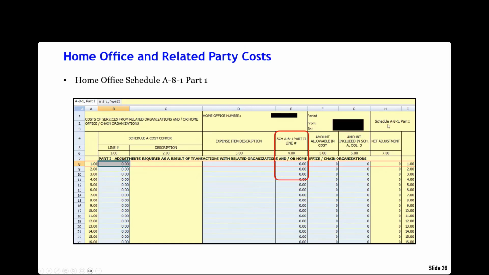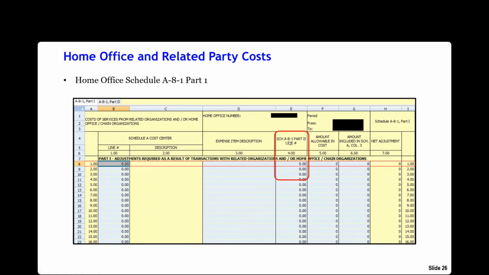Now on this A81, they have a part 1 and a part 2 instead of part A and part B like the provider. I don't know why they were inconsistent there, but it's the same basic thing. Part 1, again, you have your worksheet, your schedule A line number, where this is being adjusted to. You have your description of the related party item. And here's the new piece that's so important. This is what we were kind of recommending. This is the way CMS chose to implement it. We gave them a couple options.